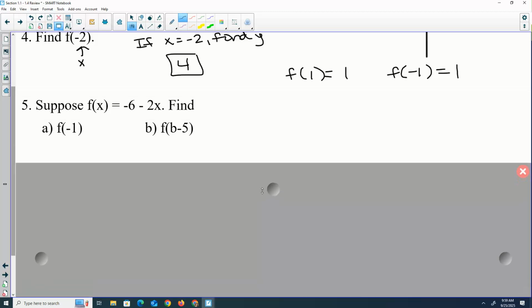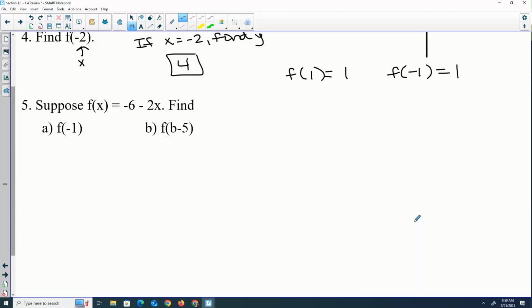Along that function notation, let's say I gave you the equation f of x is negative 6 minus 2x. If I ask you to find f of negative 1, what am I asking you to do? Sub it in. So that would be negative 6 minus 2 times negative 1. Negative 6 plus 2 is negative 4. I don't have to give you a number. If I said f of b minus 5, I'm still just subbing it in. Whatever is inside this parenthesis replaces the x in the equation.